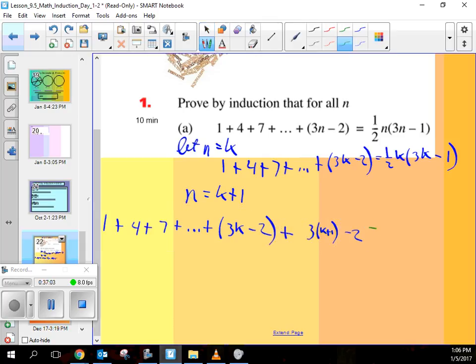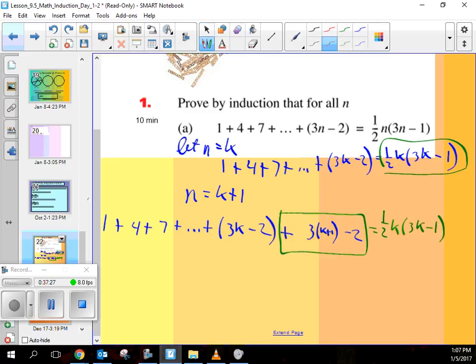And all I'm doing is copying this down right here. But wait, I just added a term to the left side. So to be fair, I do what? Add it to the right side. I'll do that in red. Plus 3K plus 1 minus 2, sorry. Need a lot of room for these problems.